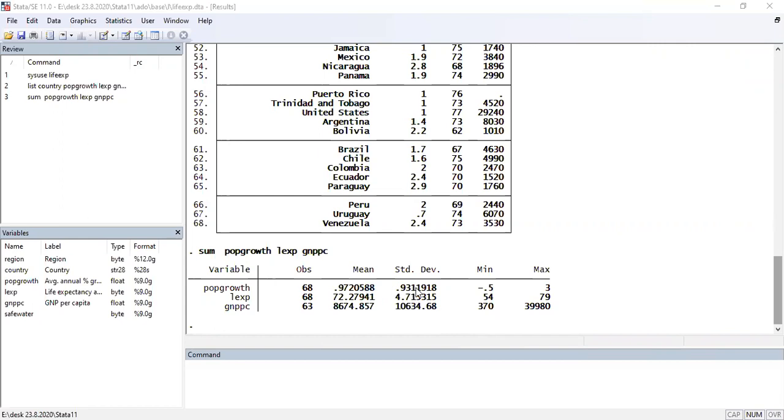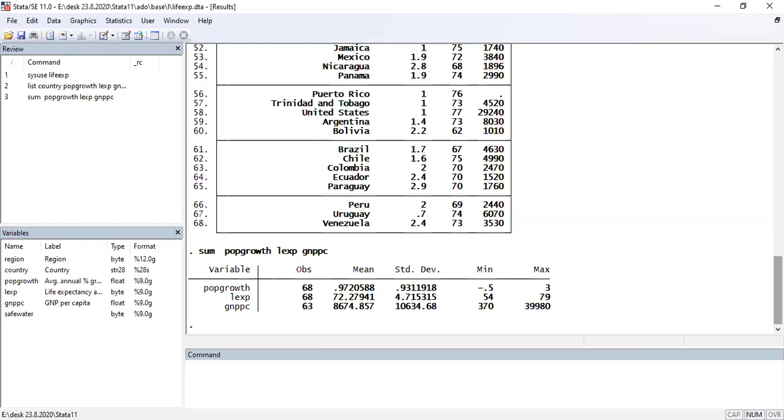Standard deviation of, say, population growth. Mean is 0.97, standard deviation is 0.93. Minimum population growth is minus 0.5. Maximum population growth is 3%. Life expectancy minimum is 54, maximum is 79. GNP per capita minimum 370, maximum 39,000, almost 40,000. So that's how you get the descriptive statistics.